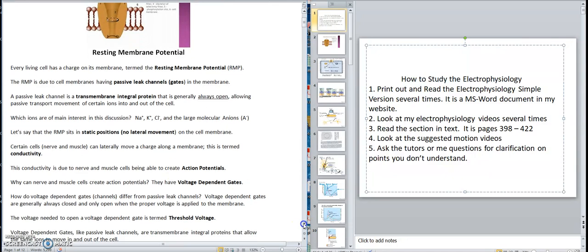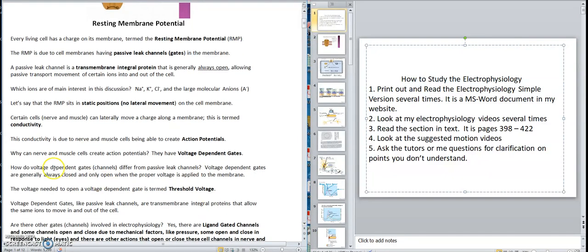Let's go further. How do voltage-dependent gates differ from passive leak channels? Voltage-dependent gates are generally always closed. See, these were always open. They only open when the proper voltage is applied to the membrane. That's why they call them voltage dependent. Only nerve and muscle have these. Because they have these, they can create action potentials, which can cause conductivity. So you've got to get your points together.